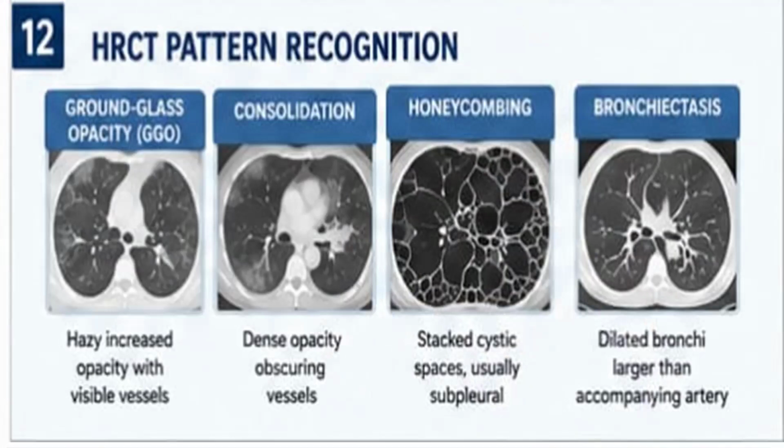The final step is pattern recognition. Ground glass opacity appears as hazy increased lung density while vessels remain visible. Consolidation is denser and obscures the vessels. Honeycombing appears as clustered cystic air spaces and usually indicates advanced pulmonary fibrosis. Bronchiectasis is identified by permanently dilated bronchi that appear larger than their accompanying pulmonary artery.